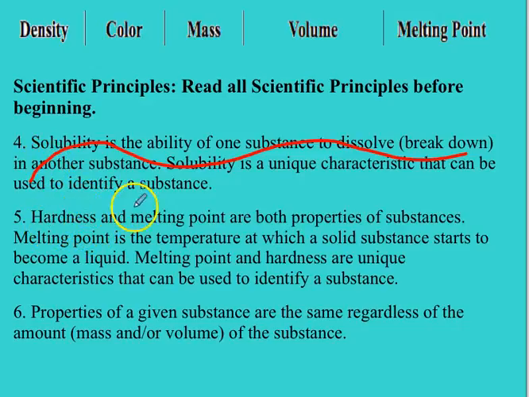Let's look at the next one, hardness and melting point. Wait a minute. Hardness and melting point. Melting point is right here. So when I look at this melting point, so what does it say?